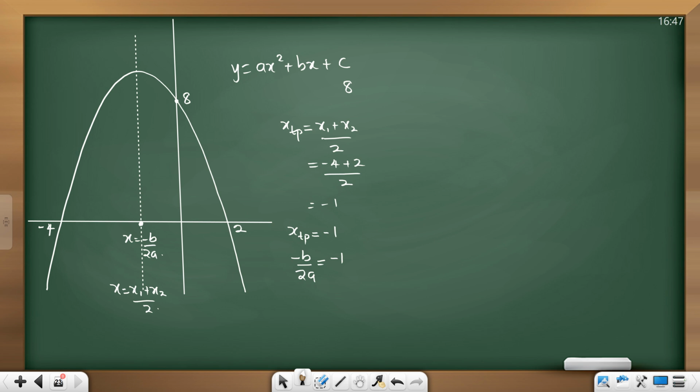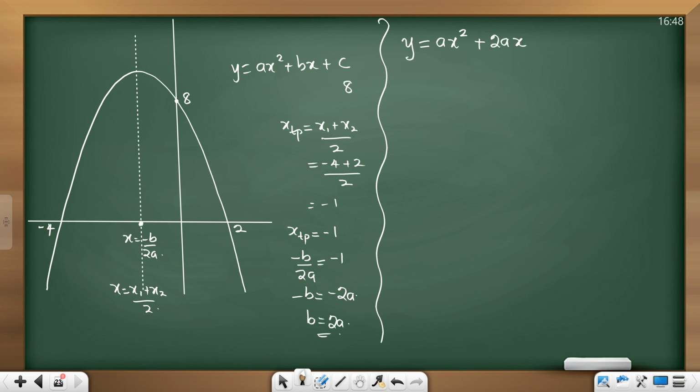Does that make sense? I already know my turning point. If I cross multiply, what do I have? Minus b equals what? Minus 2a. Divide both sides by negative, what do you have? b equals what? 2a. Just want to try something there. b is equal to what? 2a. So I'll go back to my graph and say y equals ax squared, instead of b it's 2a, right?